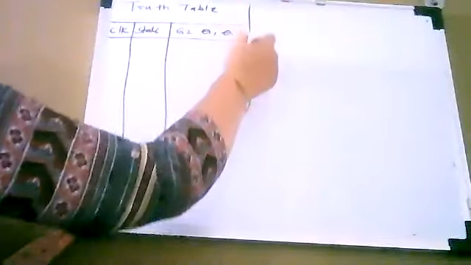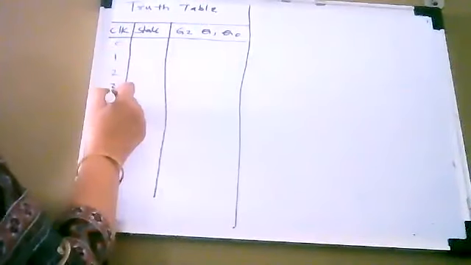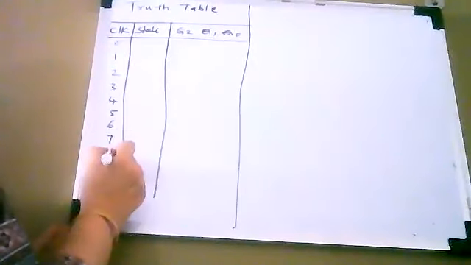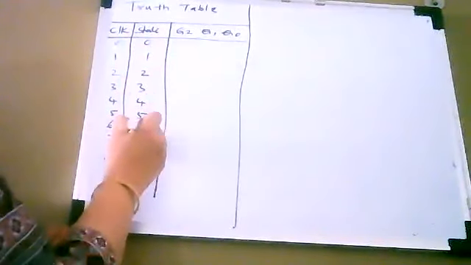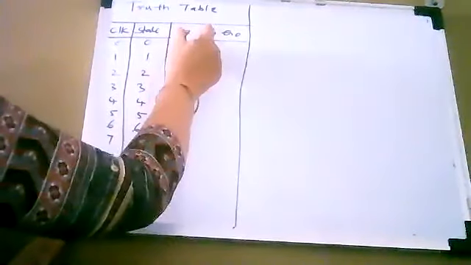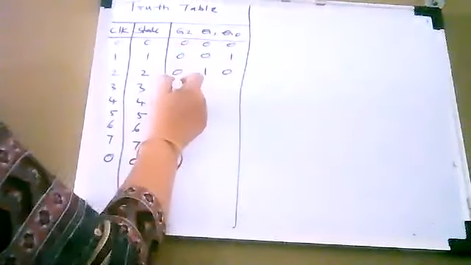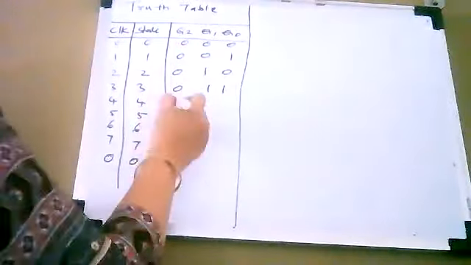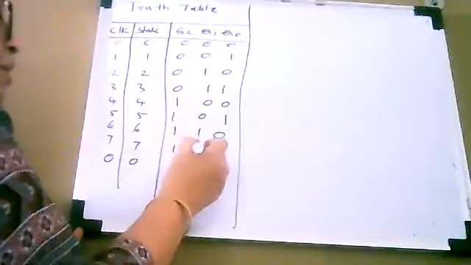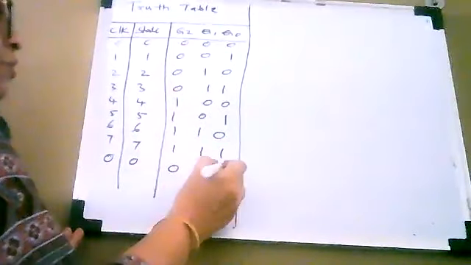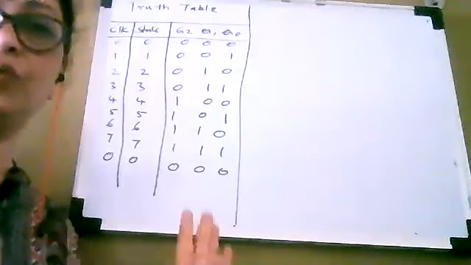Because here Q2 is your MSB. So 0, 1, 2, 3, 4, 5, 6, 7, and again 0. The outputs are 0 0 0, 0 0 1, 0 1 0, 0 1 1, 1 0 0, 1 0 1, 1 1 0, 1 1 1, and again 0 0 0. So it is the same truth table as that of your asynchronous counter.